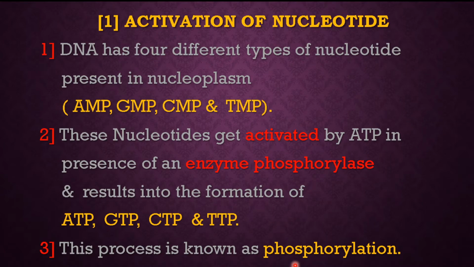So here we have completed the first step. What is the first step? Activation of nucleotide. The name is only indicating what is happening here: the nucleotide is getting activated. There are 4 different types of nucleotide, A, G, C, T. Initially they are in the form of monophosphate. They get activated by ATP in presence of enzyme phosphorylase, and monophosphate gets converted into triphosphate, and this process is called phosphorylation. So here we have completed the first step.